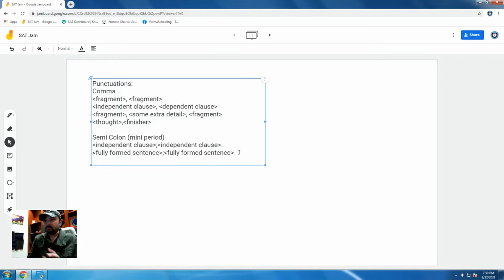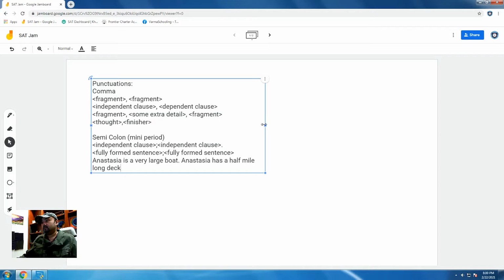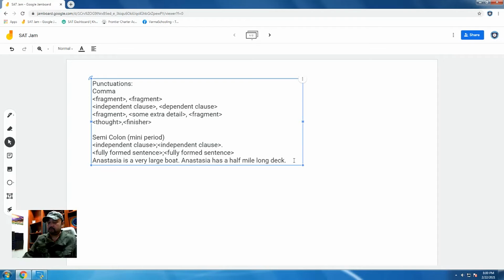Let's say, when would we use a period? When would we use a semicolon? So it's a taste thing. If it's a preference thing, more like, let's say, Anastasia is a very large boat. Period. Anastasia has a half-mile long deck. Okay, so that wouldn't be wrong. It's a simple structure, but it wouldn't be wrong.